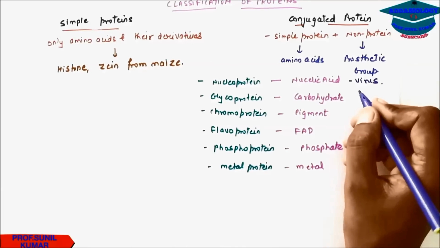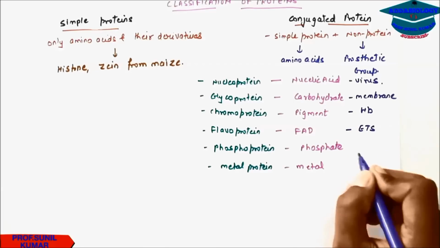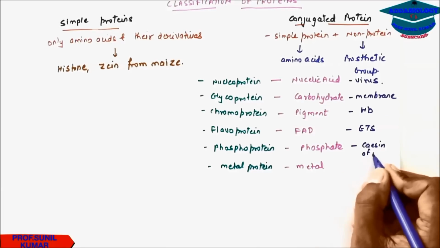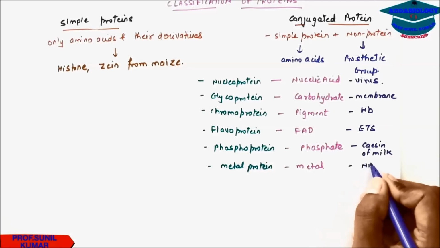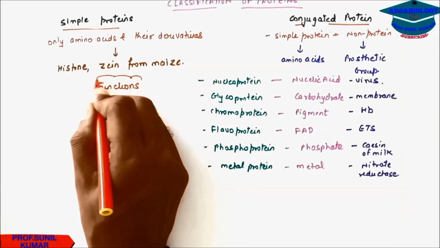Nucleic acid is found in viruses. Carbohydrates are found in membranes. Chromoprotein is hemoglobin. Flavoproteins are used in ETS. Phosphoprotein is found in casein of milk. Metalloprotein example is nitrate reductase. These are the examples we need to understand.